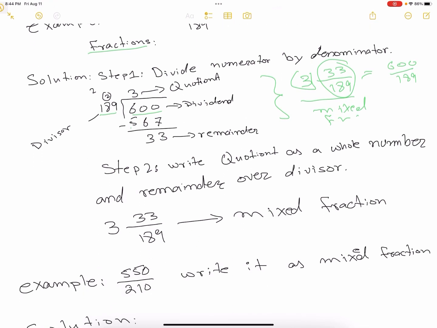Okay, so I explain here step by step. That's how you solve it. Step 2 is to write the quotient as a whole number, like I did here. Here is the whole number, and then the numerator over the divisor, the remainder over the divisor. This is our remainder from here, and the divisor is 189. So that's a mixed fraction.